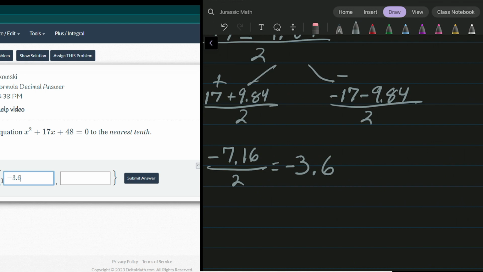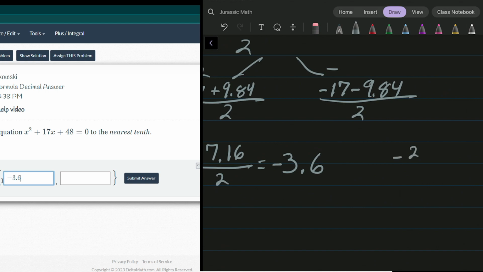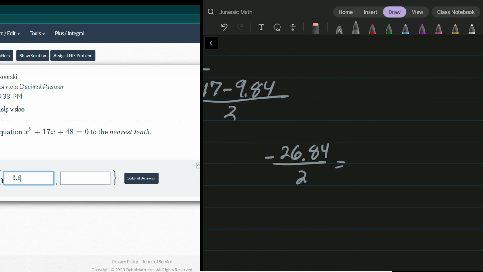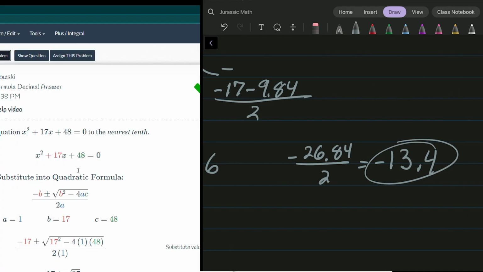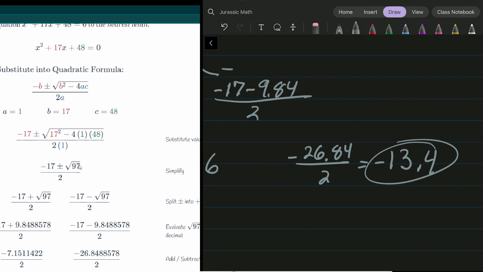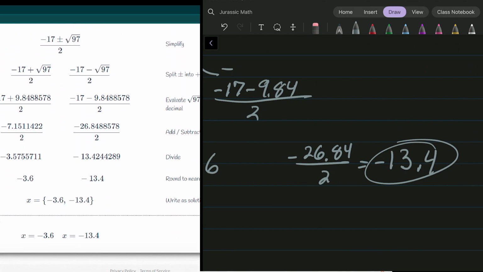All right? The other one, negative 26.84 divided by 2. Can you guys still see that? Is negative 13.4. All right. Yes. All right. So Delta Math was okay with my answer because, like I said, it's all that rounding thing. They just don't want you to round to the very, very, very end.